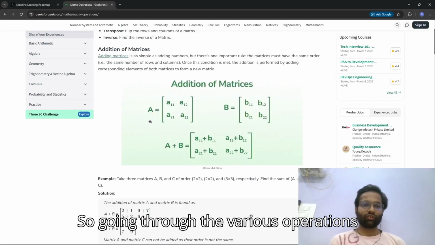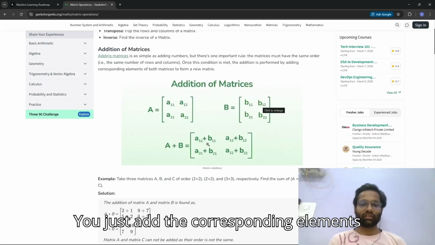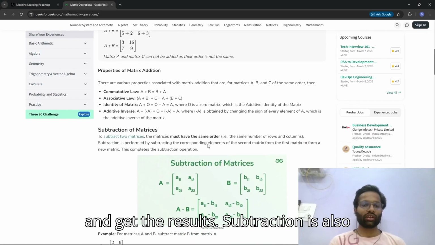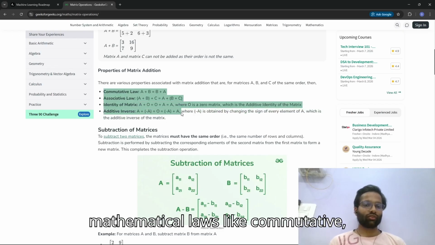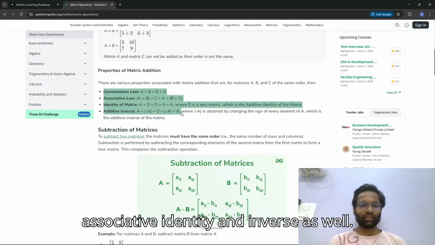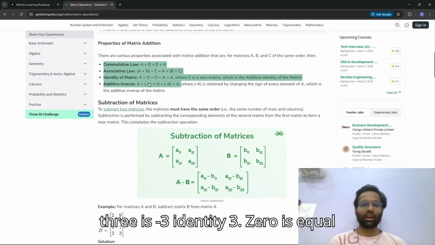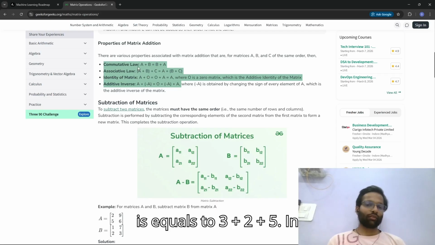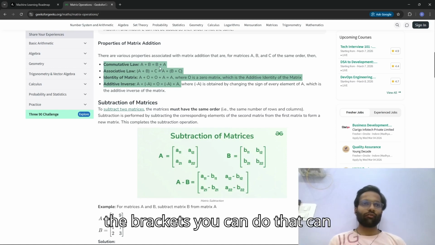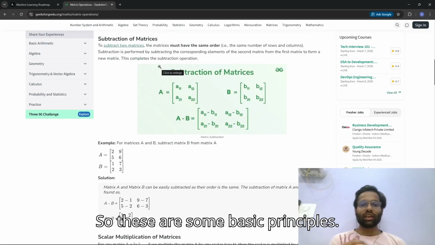Going through the various matrix operations, addition is basically simple. You just add the corresponding elements and get the result. It follows the basic mathematical laws: commutative, associative, identity, and inverse. The inverse of 3 is minus 3. Identity: 3 plus 0 equals 3. Associative: (3 plus 2) plus 5 equals 3 plus (2 plus 5). Commutative: 3 plus 2 equals 2 plus 3. These are some basic principles.